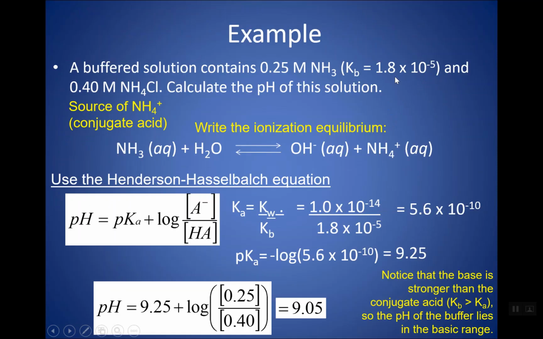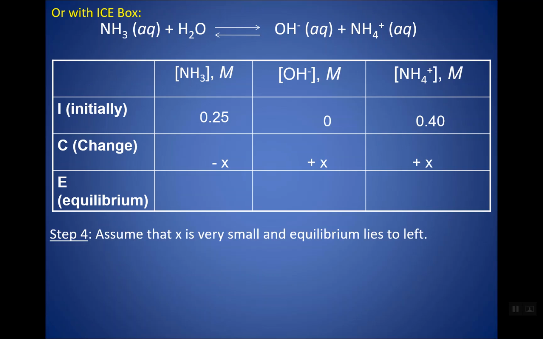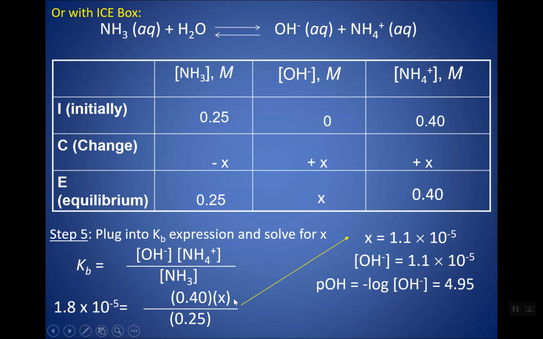Okay, so this is very similar to any of those common ion problems we've done before. We could assume that X is so small that these remain unchanged. And if I wanted to, I could plug into my Kb expression. They gave me the Kb. I can solve for X. In this case, X is OH minus. I can take the negative log of that to get pOH. They ask for pH, subtract from 14, and get 9.05.